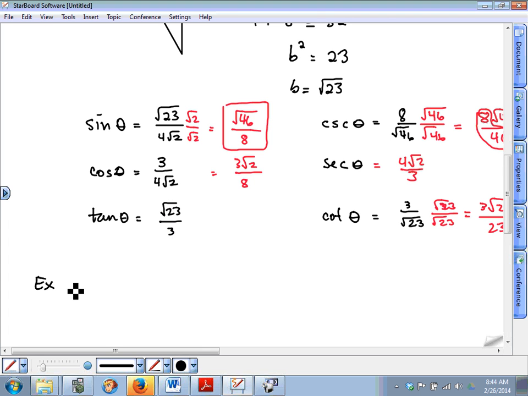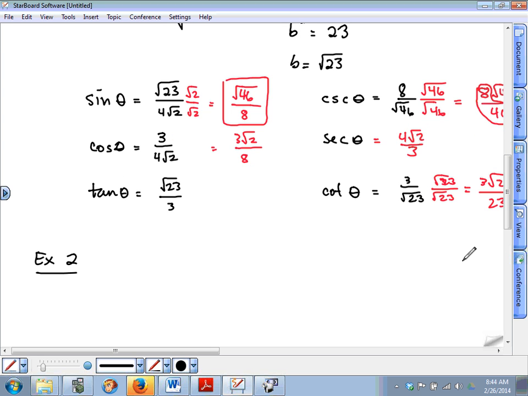Here's example 2. A little more thinking question, I guess, for lack of a better word. If the cosine, and they're going to start to use other Greek letters rather than just theta. They're going to use alpha. If the cosine of alpha is equal to 3/4, find the other 5 trig ratios.